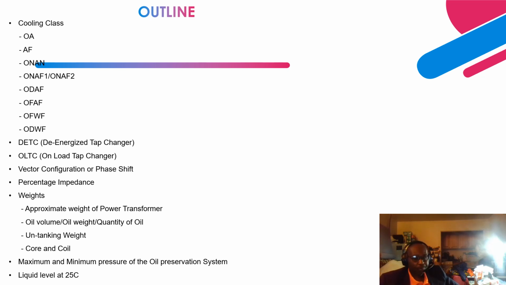ONAF 2, similarly, is the second stage cooling fan. So let's say ONAF 2 is upgraded at 60 MVA. When the transformer picks up more load, up to 60 MVA, that is when the second stage cooling fans come on. So if the transformer picks up load from 45 MVA up to 60 MVA, two stage cooling fans come on to blow cooling air over the surface of the radiator to remove all the heat that is in the oil, so that the oil that gets to the bottom of the radiator is much cooler. Okay, so ONAF 1, ONAF 2.